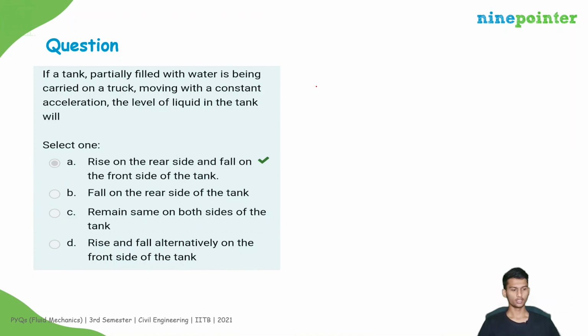The first question over here is: if a tank partially filled with water is being carried on a truck moving with a constant acceleration, the level of liquid in the tank will rise on the rear side and fall on the front side of the tank, fall on the rear side of the tank, remain same on both sides of the tank, or rise and fall alternatively on the front side of the tank.